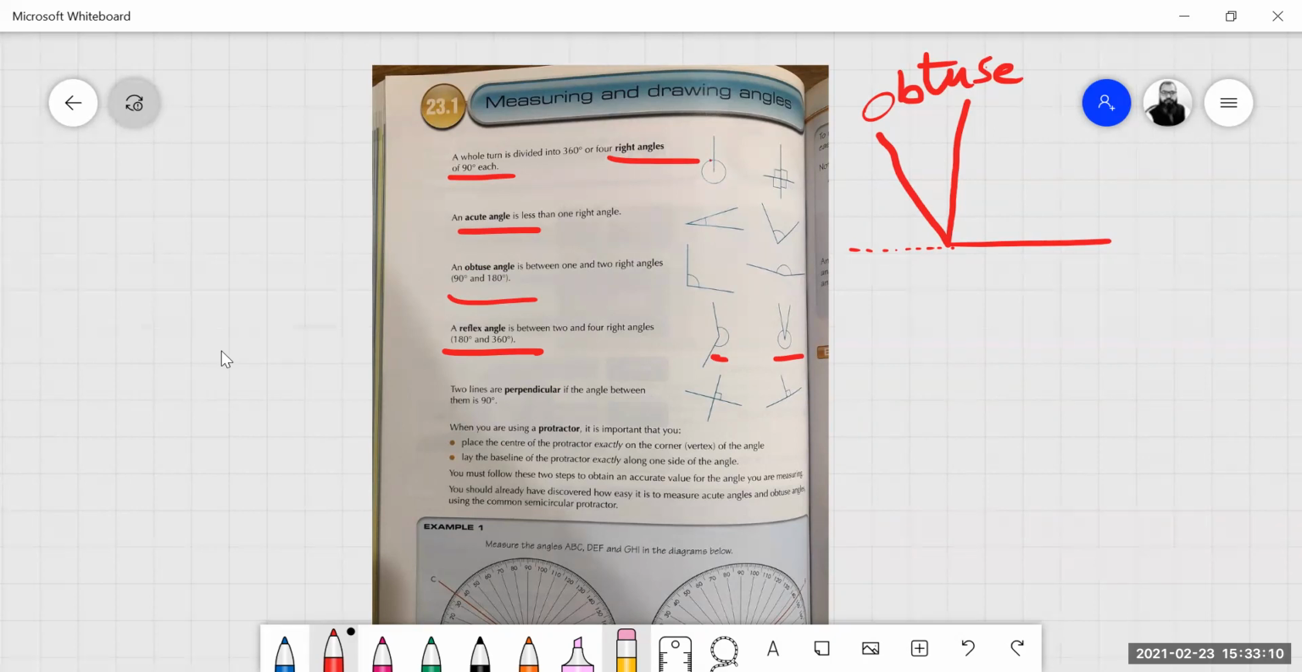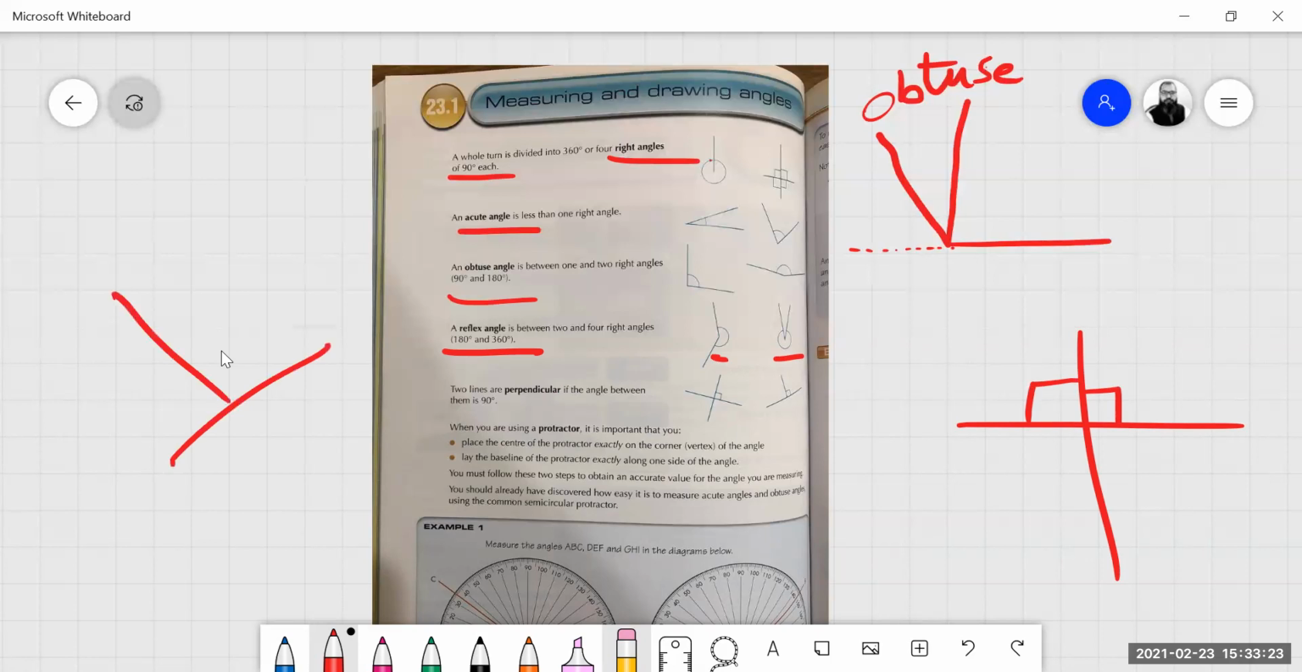Two lines are perpendicular if the angle between them is 90 degrees. See, this and this will be perpendicular if this angle is 90. If this angle is 90 degrees, BC is perpendicular on AB. BC line is perpendicular on AB.